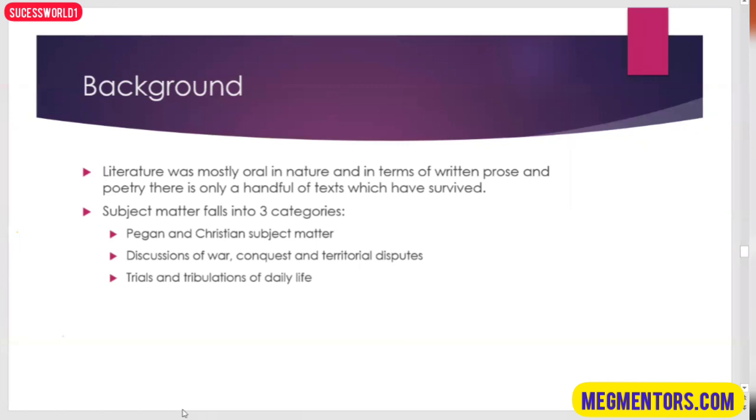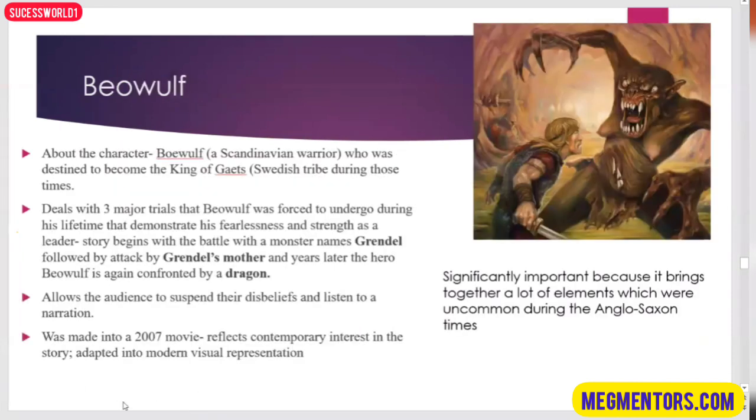The subject matter of the literature from this Old English period had pagan and Christian themes. It had discussions of war, conquest, and territorial disputes, and it spoke about the trials and tribulations of daily life. So it was very much about what was happening back in those times. Literature was all about that. And we quickly move on to the discussion of Beowulf. This is very important.